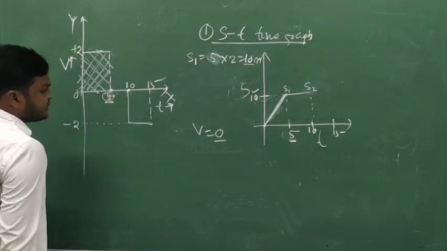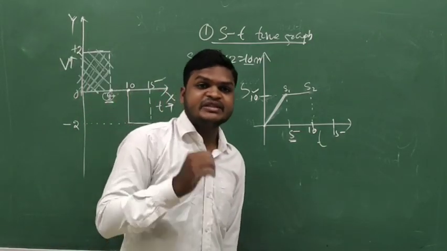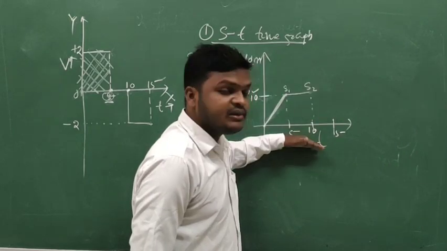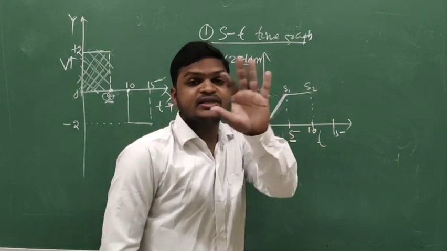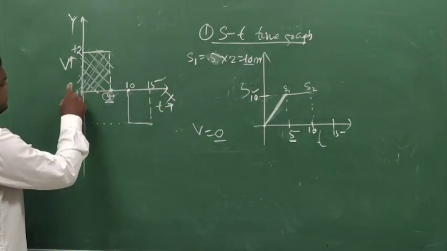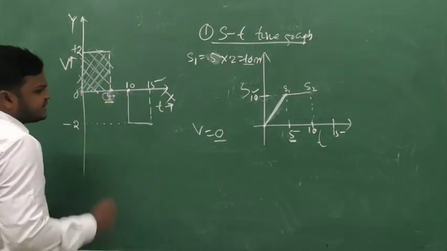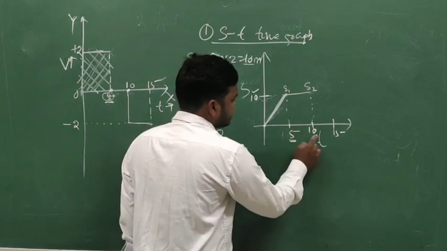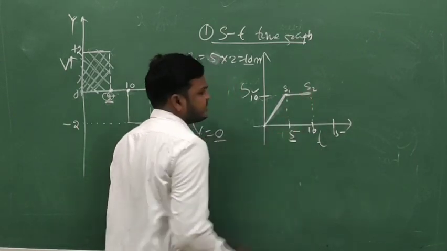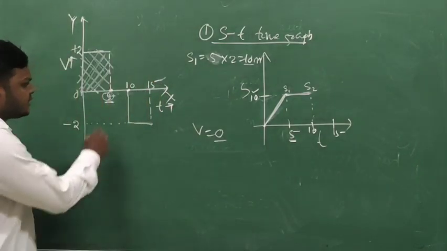So when velocity is 0, we know that in case of displacement time graph, when velocity is 0, the graph is parallel to the time axis, then velocity will be 0. So in this case, velocity will be 0 from 5 to 10 seconds. So in this case, from 5 to 10 seconds, the displacement graph is parallel to the time axis, then velocity will be 0.